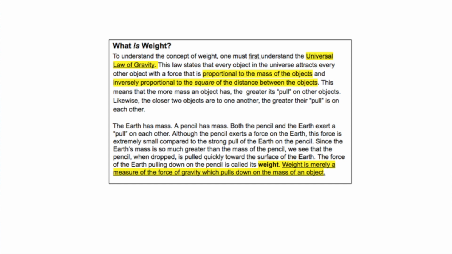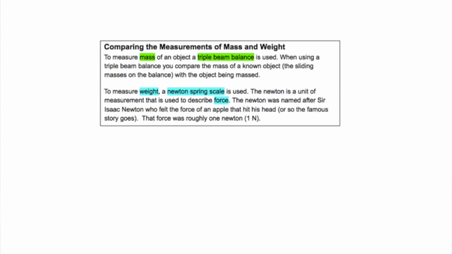Read the information in the box on the bottom of Slide 3. Notice that weight is affected by both the mass of the planet or celestial body the object being measured is located on or near, and even more importantly, any distance separating the two. Read the information in the box at the top of Slide 4 about the differences between measuring mass and weight.